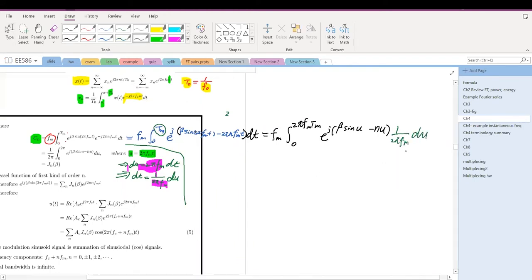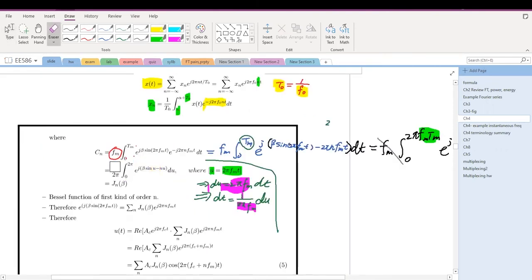Now I can see fm, where fm cancel out each other, and fm Tm equals 1. Therefore, this integral becomes 1 over 2 pi, integral from 0 to 2 pi, e to the power j beta sine u minus n u, du. This integral does not have an analytic solution. We have to integrate numerically. And this integral is the Bessel function of the first kind of order n.